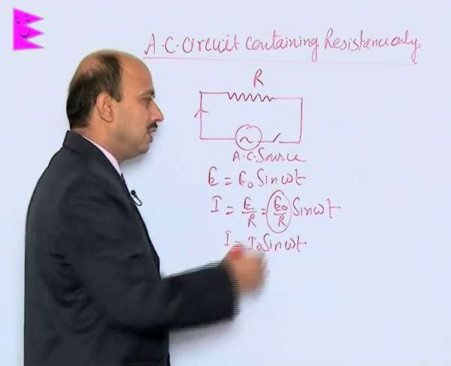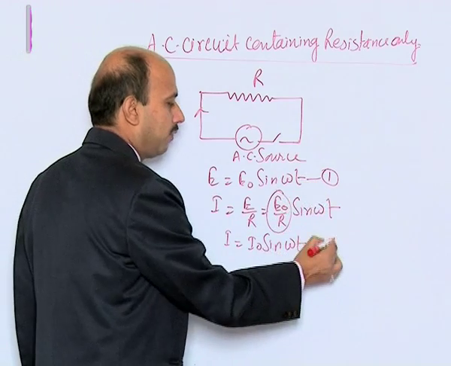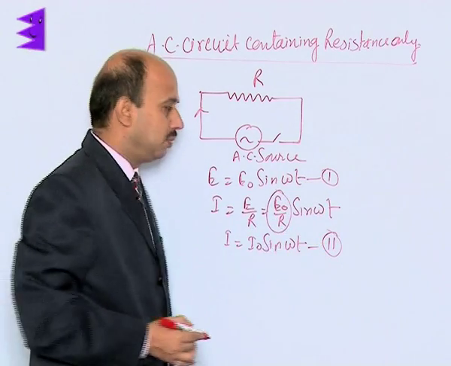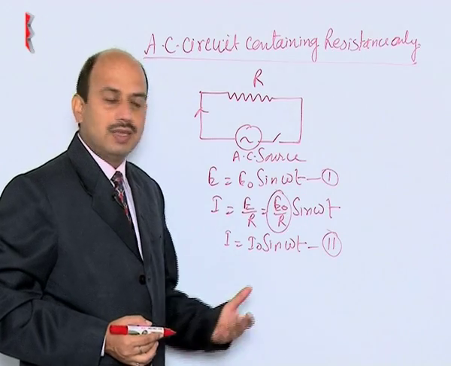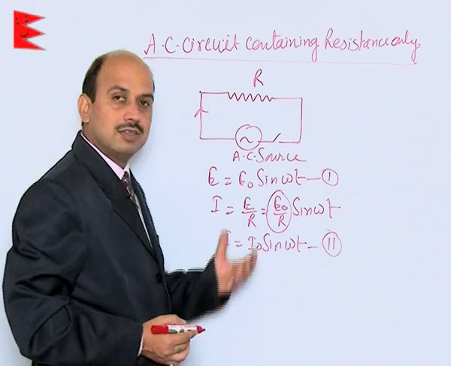So, when we look at these two equations, we find there is no phase difference between these two equations. It means current and EMF are in the same phase in the AC circuit containing resistance only.